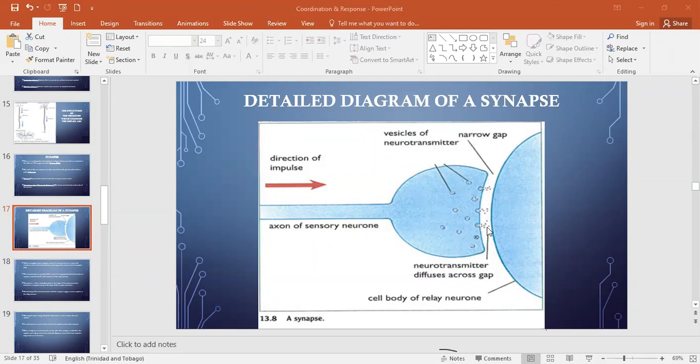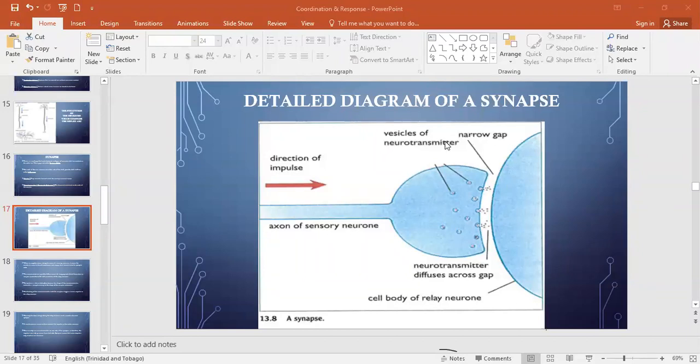All right, so we have this narrow gap here. One neuron ends, the next one begins. When the electric impulse reaches the end of one axon terminal, the nerve end, it triggers these tiny little vesicles to move to the end of the cell membrane. Now, these little vesicles contain chemicals which are called neurotransmitters.